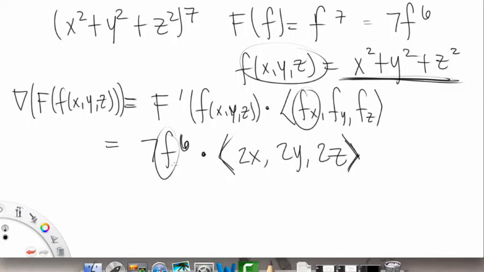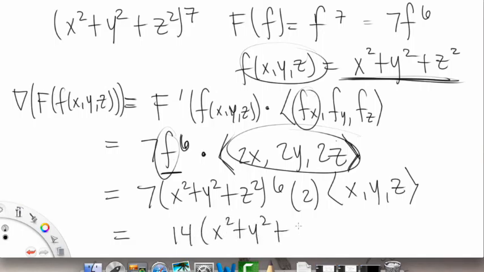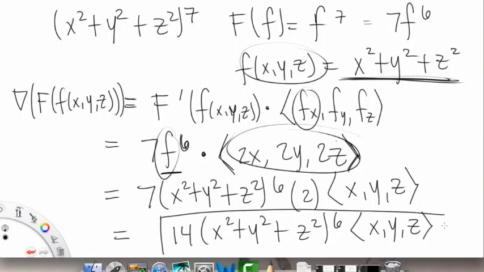Alright, so now we can replace this f with x, y's, and z's. So we have 7 times x squared plus y squared plus z squared, to the 6th power. And what we can do with this vector is factor out a 2. We take that 2 out, and then we have x, y, and z in there. So our final answer could be 7 times 2 is 14. We'll combine those. Then we have 14 times x squared plus y squared plus z squared raised to the 6th power, times the vector x, y, z. Okay, so that's basically the gradient of our given function.